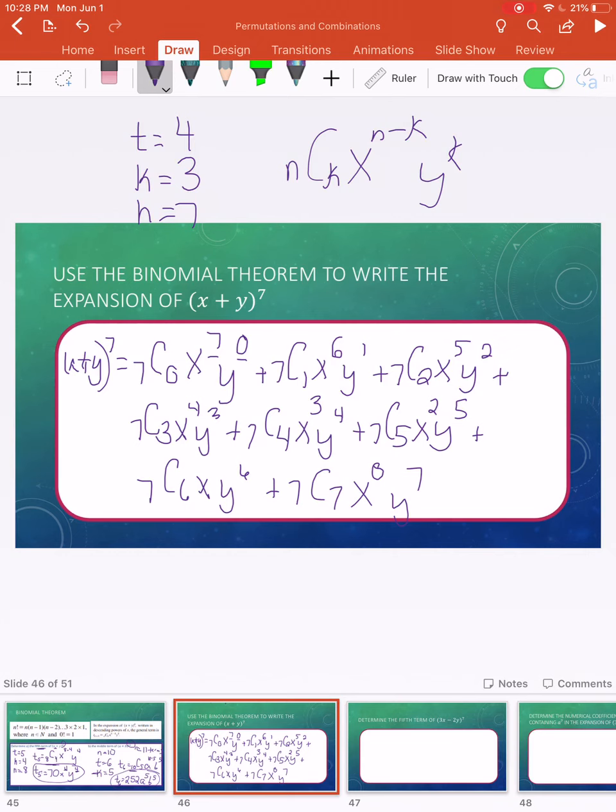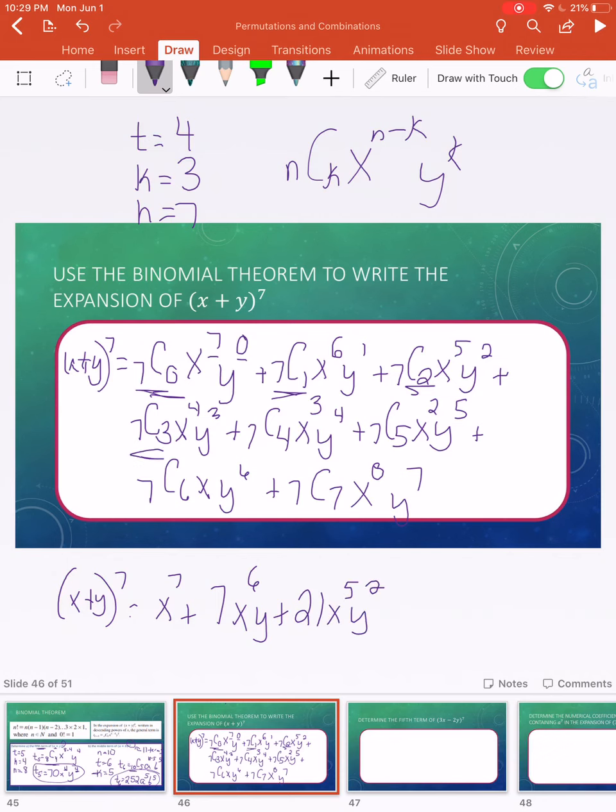We're not quite finished though. You can't leave the combination symbol. You actually have to type that in your calculator. So I know 7 choose 0 is 1, so really I end up with just x to the 7th. 7 choose 1 is 7. 7 choose 2, if you type that in your calculator, gives you 21. 7 choose 3 on your calculator would give you 35.